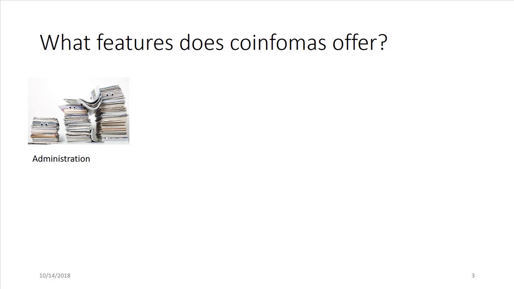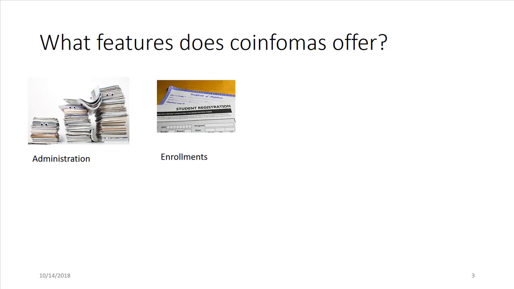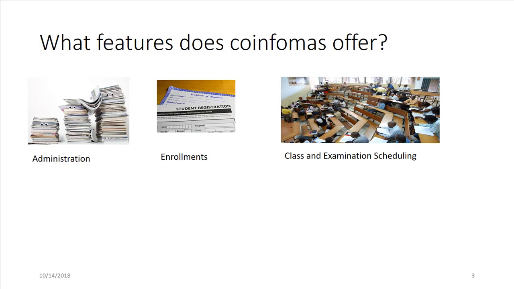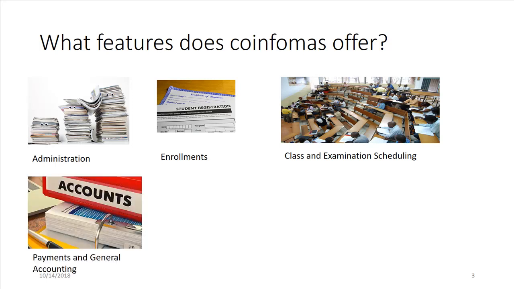Coinfomas helps colleges and other tertiary institutions manage administration information, for example, courses, programs, staff, and so forth. And it also has enrollment modules that allow you to do student registration. And there's also class and exam scheduling modules. And then you can also do payments. You can record payments of students and analyze them and see who's owing the school.